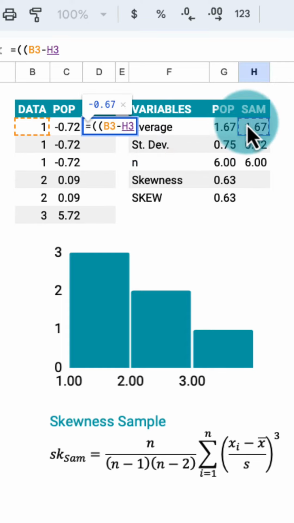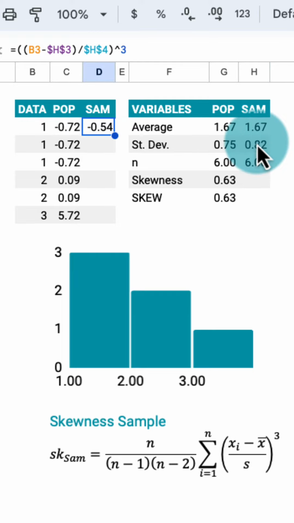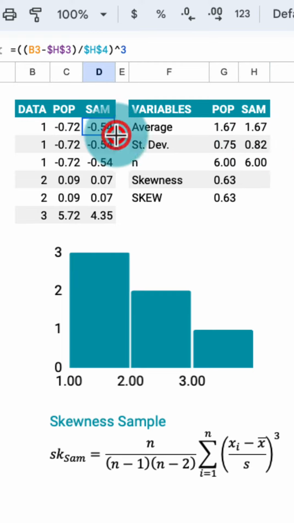We make this an absolute reference. Now we divide it by the standard deviation of the sample instead of the population. We make it an absolute reference, and we raise it to the power 3. We can copy this across the board.